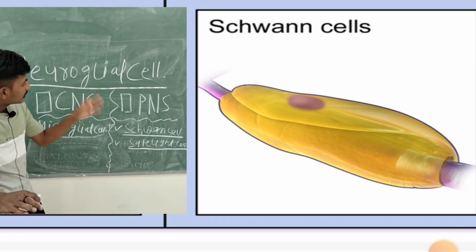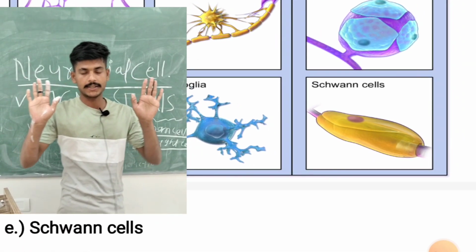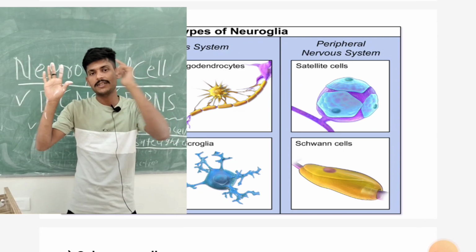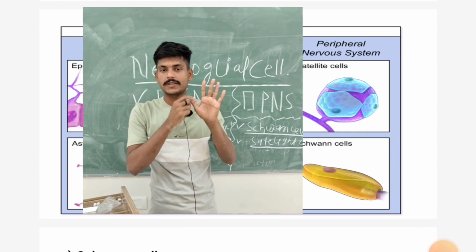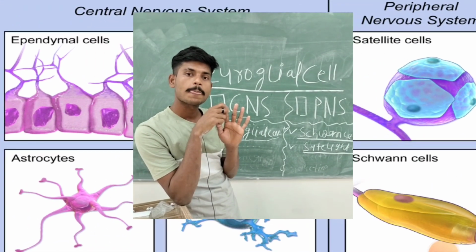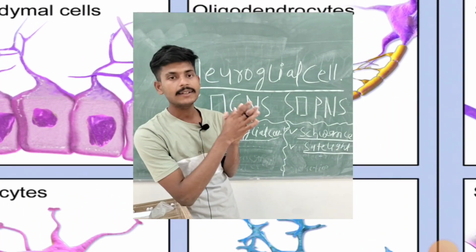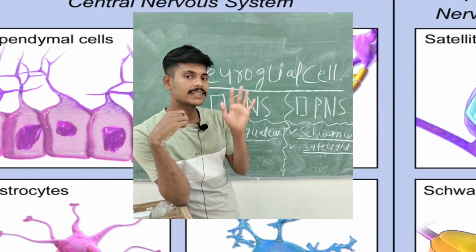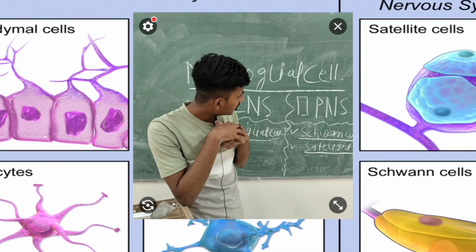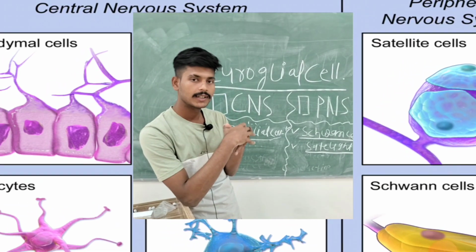So, to conclude, neuroglial cells are classified into two broad categories: those present in the central nervous system, and those present in the peripheral nervous system. In the central nervous system, we have the oligodendrocytes, the microglial cells, the ependymal cells, and the astrocytes. Clear? These are the central nervous system neuroglial cells. In the peripheral nervous system, there are two types of cells: the Schwann cell and the satellite cell.